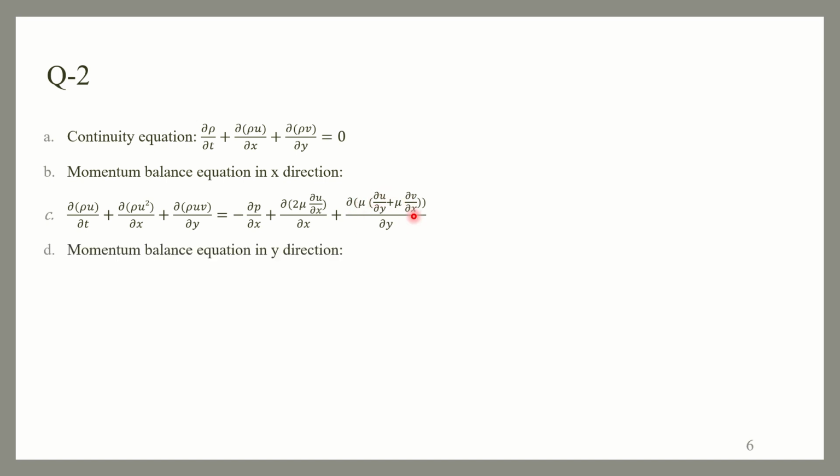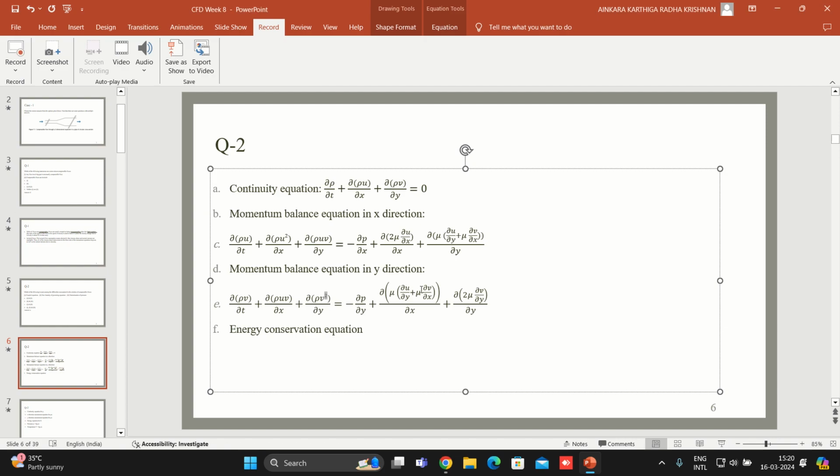So in the similar way for y direction, we would be having dou by dou t rho v plus dou by dou x rho u v plus dou by dou y rho v square is equal to minus dou p by dou y plus dou by dou x of mu dou u by dou y plus mu dou v by dou x. I mean, here one more bracket would come. And similarly, dou by dou y of 2 mu dou v by dou y.